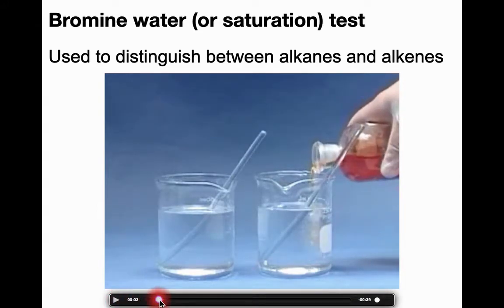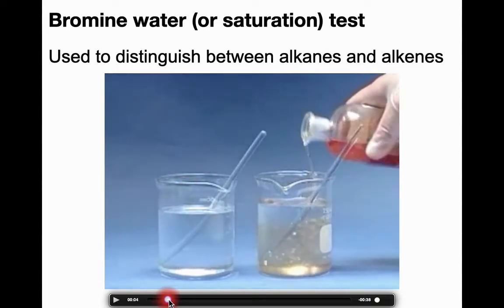All right, now what they're adding here is what's called bromine water. Now bromine is a liquid, but that's not what this is. Bromine is slightly soluble in water. It has a very distinctive orange-brown color, as you can see here. So when we pour the bromine into an alkane or an alkene, we'll see a different reaction taking place.